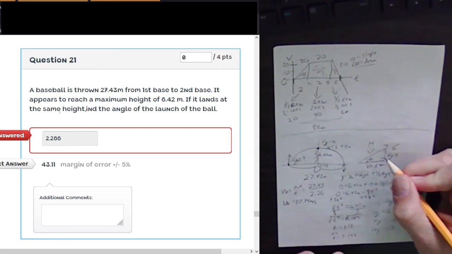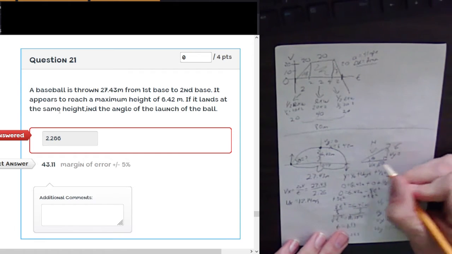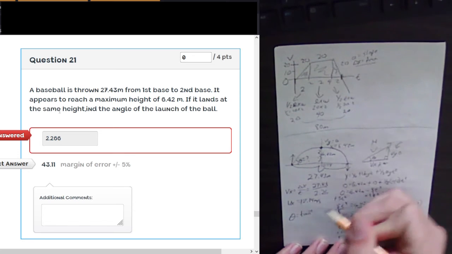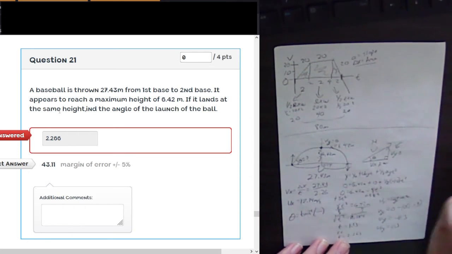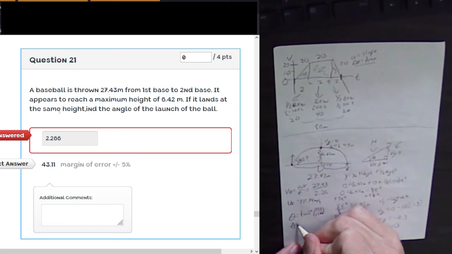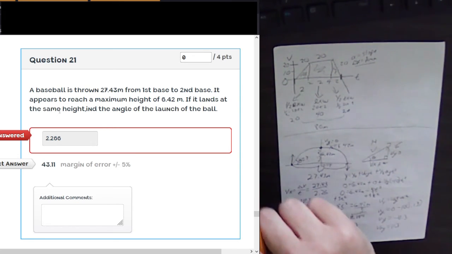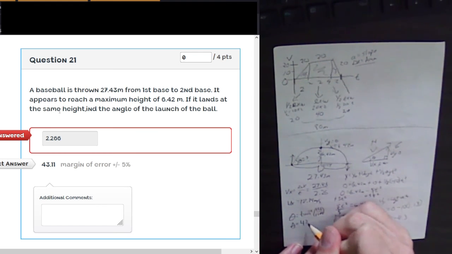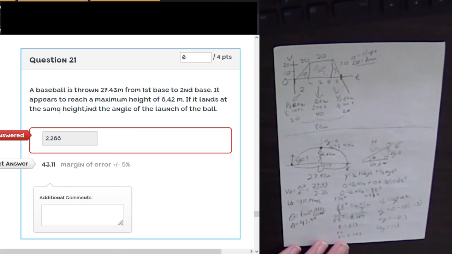So how does this get us our angle? Well, we've got these two, and we're solving for the angle. So it's just tangent inverse of opposite over adjacent. The opposite would be Vy, so 11.3 over 12.14, and theta is whatever that is. 11.3 over 12.14, we get 42.9 degrees. All right, and that's all I have time for right now.